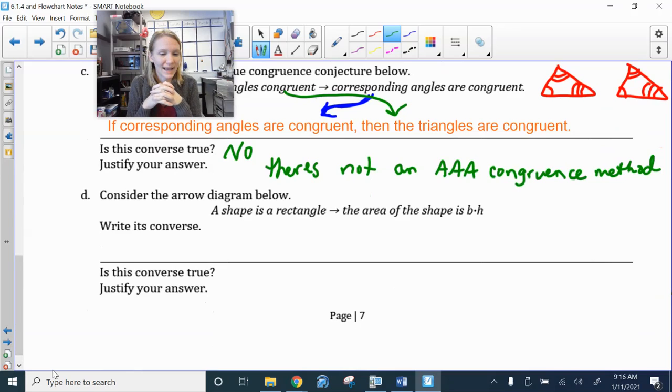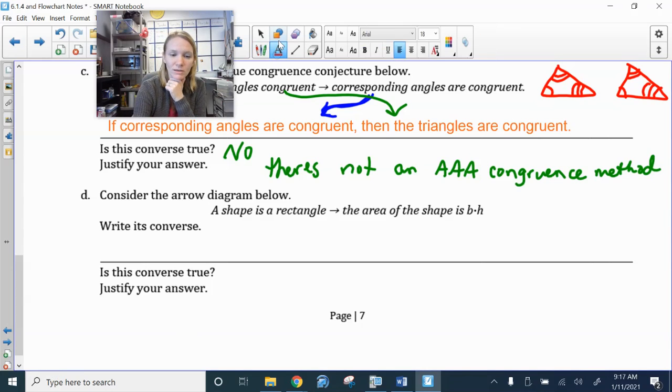All right, so the last one here, just looking at some more of these, we want to write the converse. It says the shape is a rectangle, then the area of the shape is base times height. That's true. We know if you have a rectangle, the area formula for a rectangle is base times height. We want to write the converse. So we take what's at the end and move it to the beginning, and we take what's at the beginning and move it to the end.